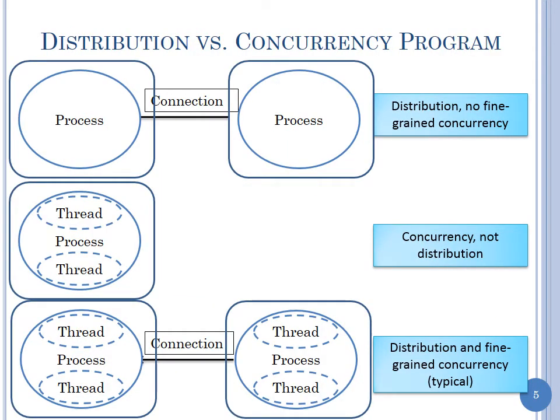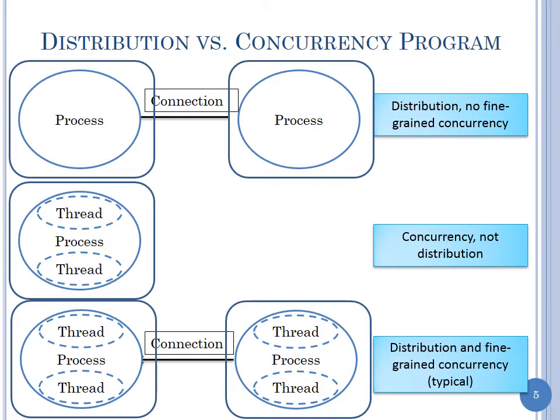And that means that we have these three cases. We said that a distributed program involves coupled processes, processes that are interdependent, whose actions affect other processes. So we can write a distributed program where processes talk to each other, but none of the individual processes have threads within them. We can have a process that is not part of a distributed program that has threads in it. Or we can have processes that are connected to each other and have threads within them. I'm going to argue that the third case is typical, that distributed coupled processes kind of implies, and I say kind of because you can always write programs that violate this rule, implies concurrency within the process.